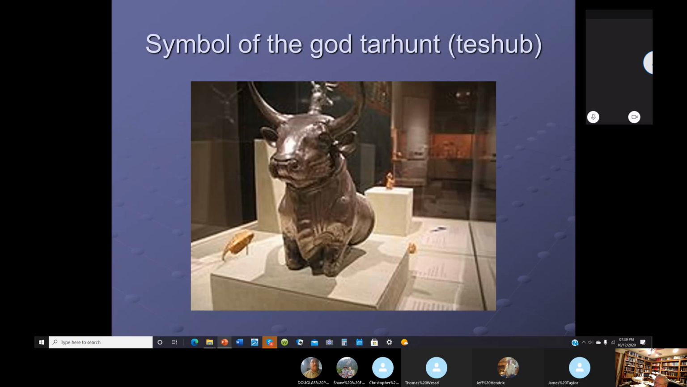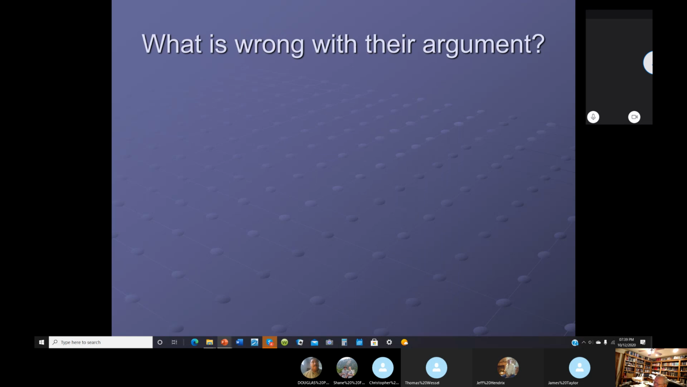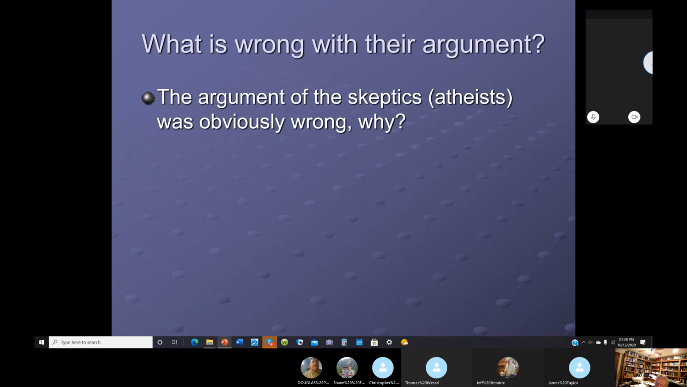All right. So, and here's the walk of the gods and a relief carving that we can show here. Again, there's evidence, abundant evidence they existed.